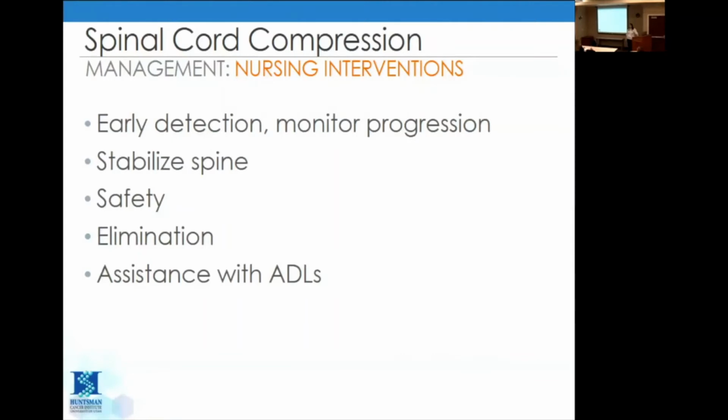Any other questions about spinal cord compression? I love Cass's story about spinal cord compression, just to bring it home. You want me to tell it? Yeah. Okay.